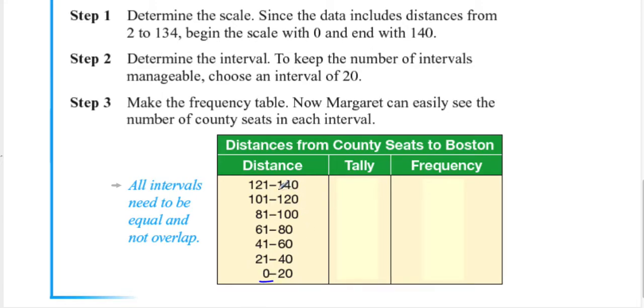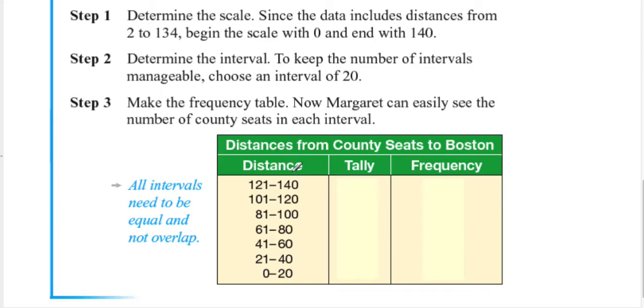0 to 140. And the intervals are 0 to 20, 21 to 40, 41 to 60, 61 to 80, and so on and so forth, all the way to 140. So if you notice, there are 1, 2, 3, 4, 5, 6, 7 intervals for this.